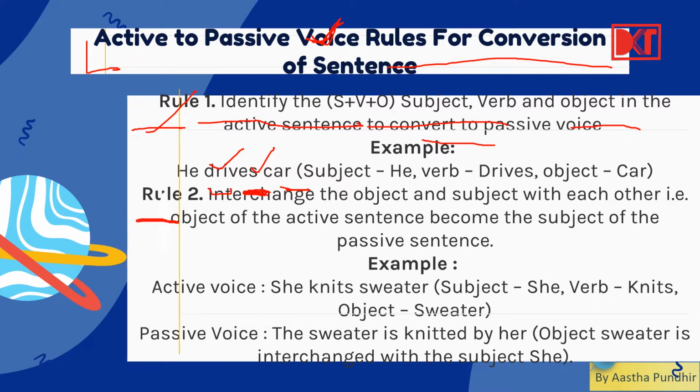Second step, rule 2. Interchange the object and subject with each other. क्या होता है कि object of the active sentence becomes the subject of the passive sentence. कि एक sentence का जो पहले sentence में subject था वो passive voice में जाके ऑब्जेक्ट बन जाता है, और जो पहले सेंटेंस में ऑब्जेक्ट था वो सब्जेक्ट बन जाता है. Let me tell you this way.